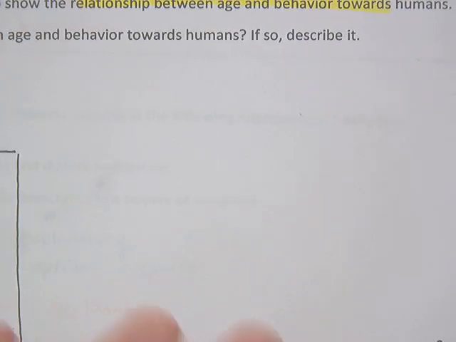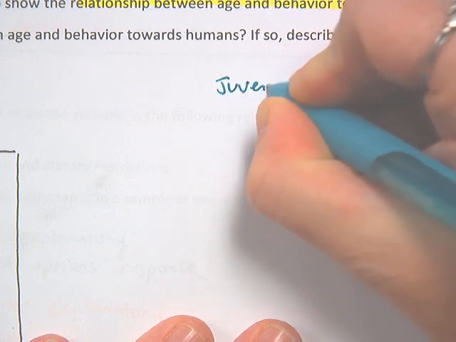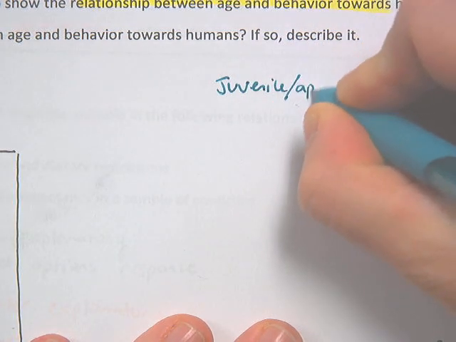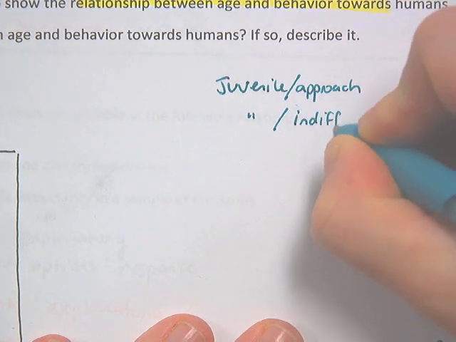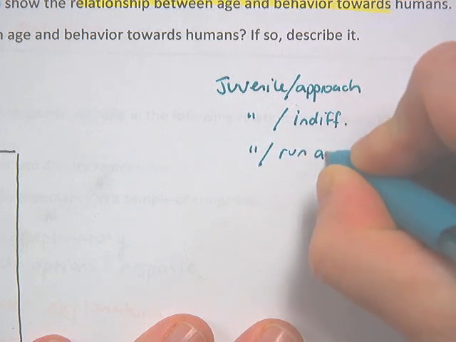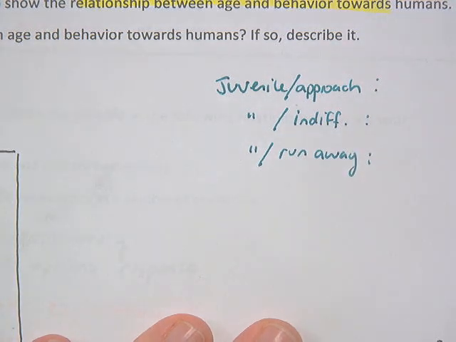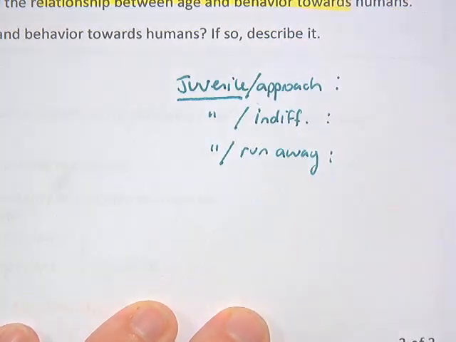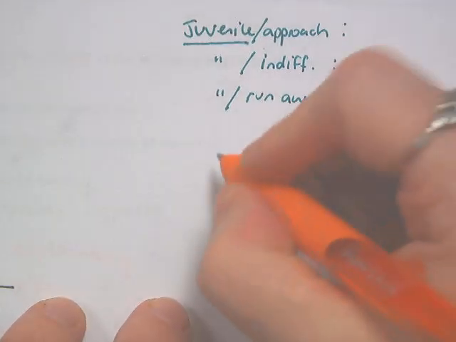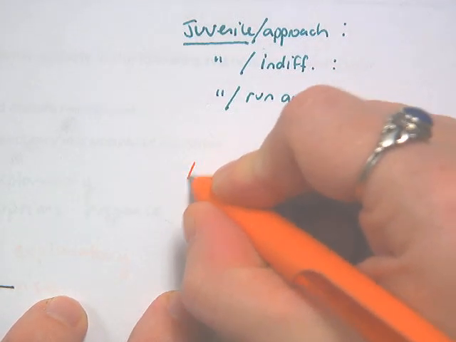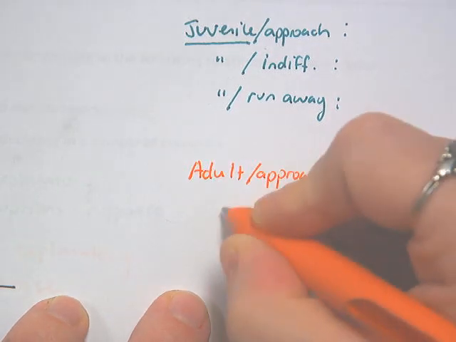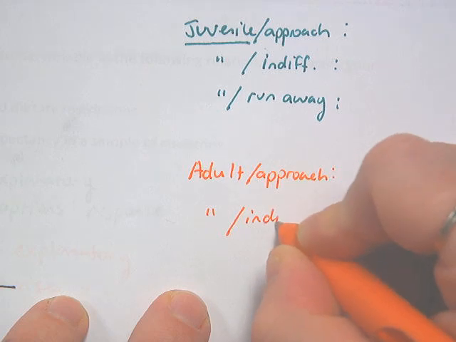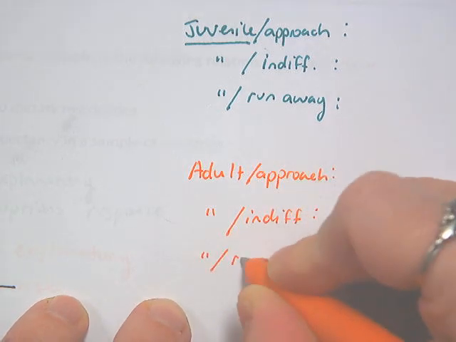Okay, let's go off to the side now and do our math. We need to divvy this up. We need to take the juvenile and we need to split it up into approach, indifferent, and run away. That's for my juveniles. And then if you want to know what we're going to do after that, we're going to take the adults and split them up the same way. Approach, indifferent, run away.